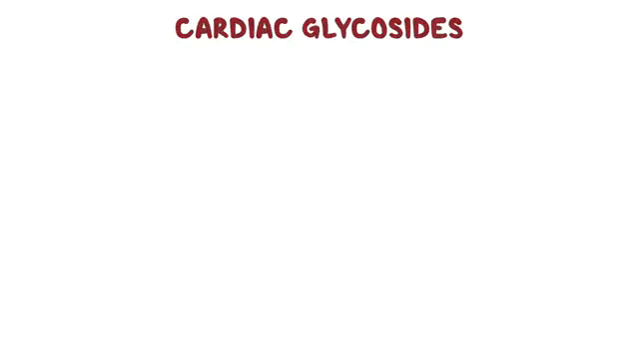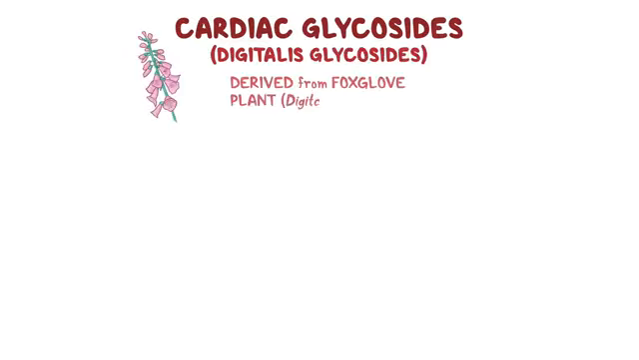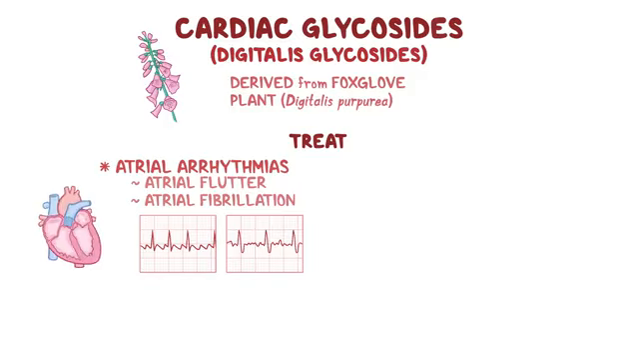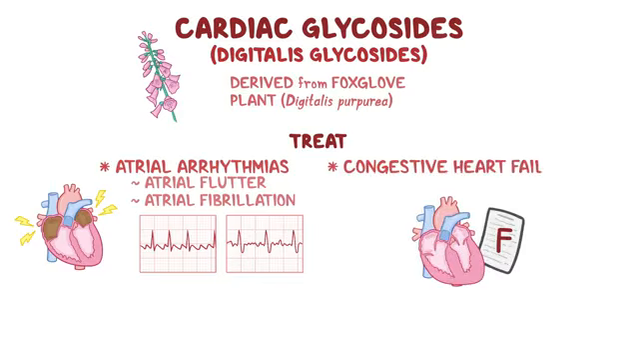Cardiac glycosides, also called digitalis glycosides, are medications derived from the foxglove plant Digitalis purpurea. They are commonly used for the treatment of atrial arrhythmias, such as atrial flutter and atrial fibrillation, which are caused by rapid, uncoordinated contractions of the atria. In addition, cardiac glycosides can be prescribed for congestive heart failure when other medications fail.